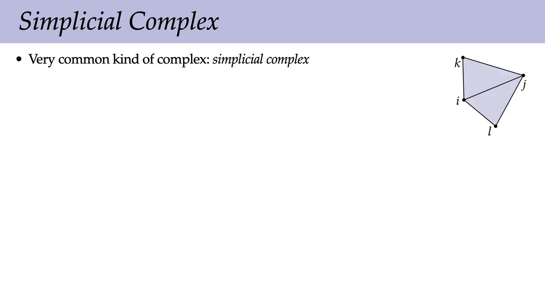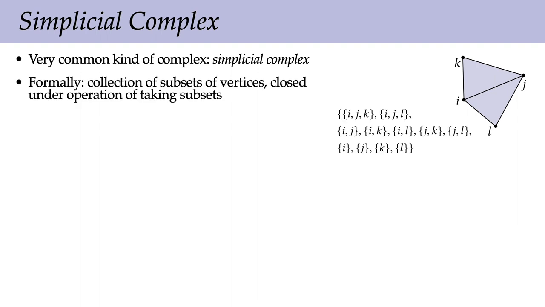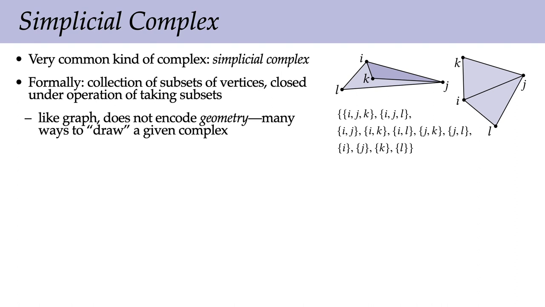A simplicial complex is a very, very common way of describing meshes. So if we want to be really formal about it, we could say a simplicial complex is a collection of subsets of vertices closed under the operation of taking subsets, right? So this mesh that we see in the upper right would be not only the triangles IJK and IJL, but also the edges IJ, IK, IL, JK, JL, and the vertices IJKL, right? All the sets of all dimensions. Like a graph, the simplicial complex doesn't encode anything about the geometry.